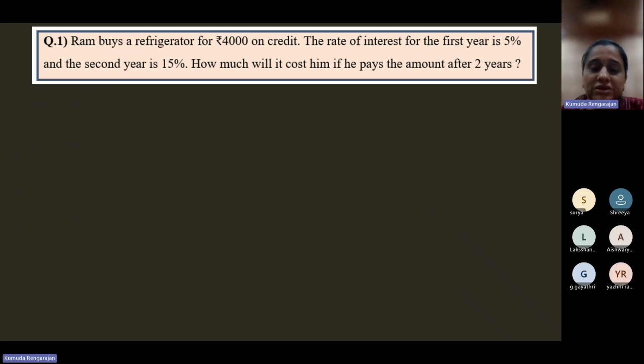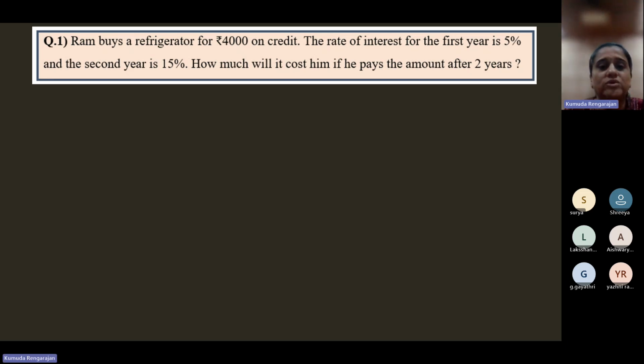So the principal loan value is 4,000. The interest is 5% for the first year and 15% for the second year. Now, under these conditions, if he returns this 4,000 rupees, returns meaning he has taken it on loan. So if he pays this money under these interest rates, after 2 years, he will not pay 4,000.